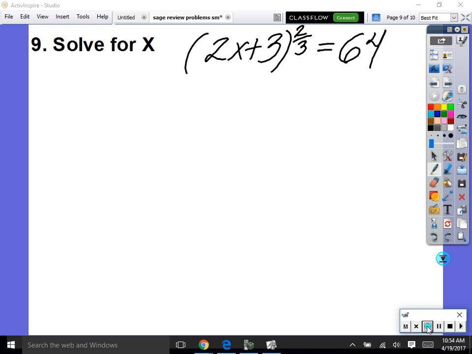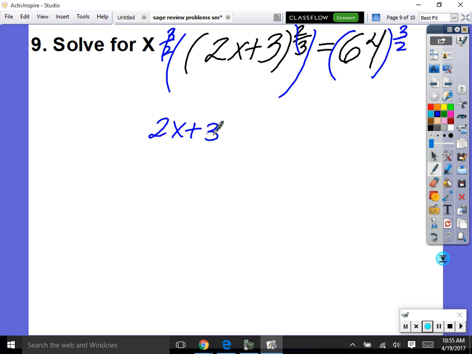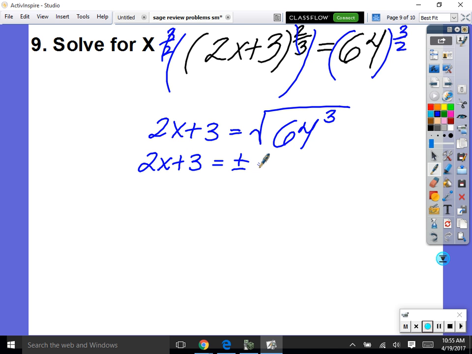Okay. Now remember, to undo this, we'd raise both sides to the 3/2 power. Okay, now remember what that really means. So this and this cancel out. So we have 2x plus 3. Now over here I have 64 to the 3/2 power. What does that really mean? The square root of 64 to the 3rd power, because roots go on bottom, power goes on top. So then we really have 2x plus 3 equals plus and minus the square root of 512.